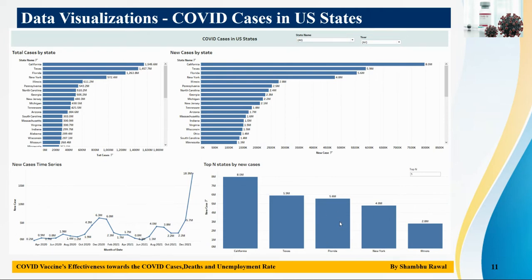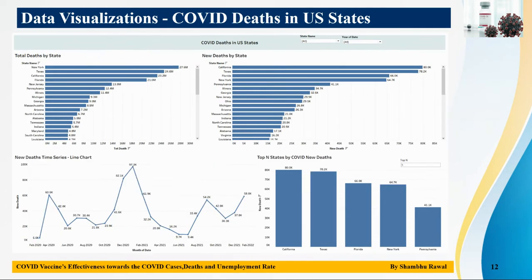The bottom right chart includes the parameter. It displays the top 5 states by COVID new cases. I have set 20 in the parameter, so we can see up to 20 top states in this chart. California has had 8 million, Texas had 5.9 million, Florida had 5.6 million, New York had 4.8 million, and Illinois had 2.8 million total new COVID cases.